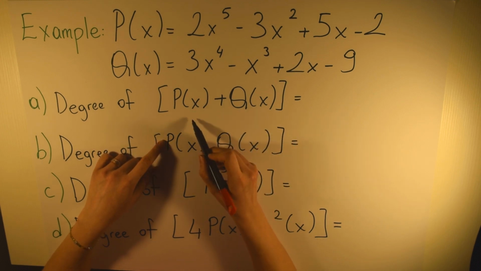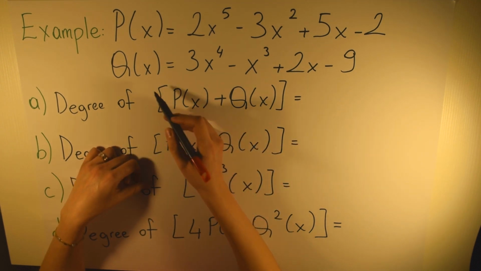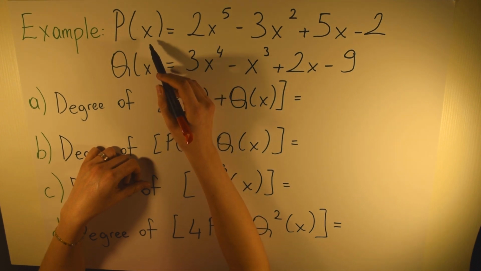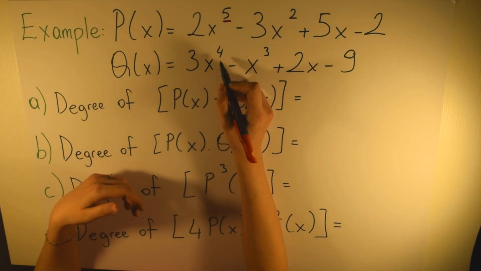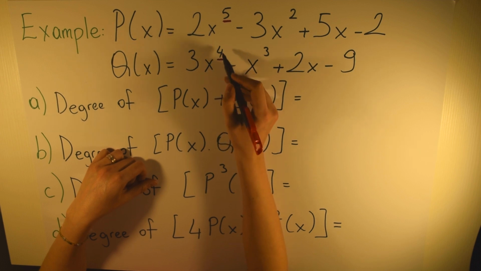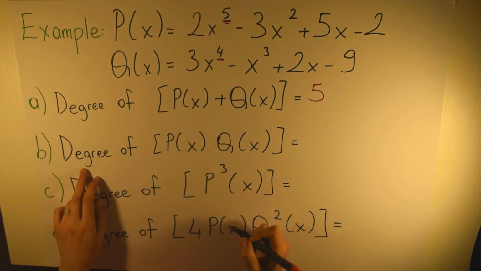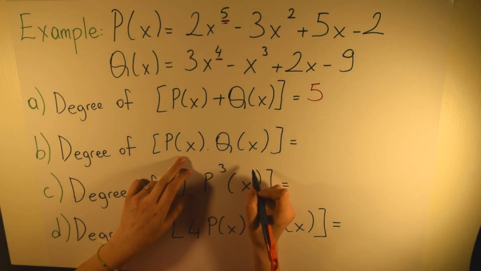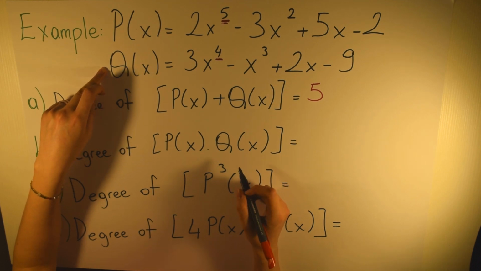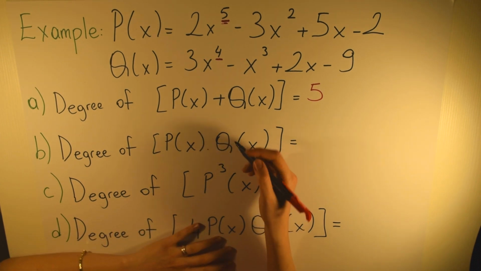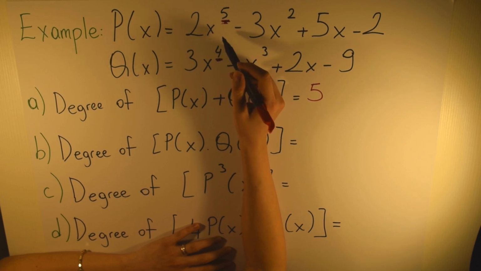Let's see. So the degree of this summation has to be equal to the highest degree you have in these polynomials, which means p(x) has the highest exponent as 5 here, and q(x) has the highest exponent of 4. So which one is going to be your degree? 5 will be your degree. Second one is the degree of p(x) times q(x). So here, when you multiply these two, you again have to find the highest exponent. Okay, so here these two have the highest exponents.